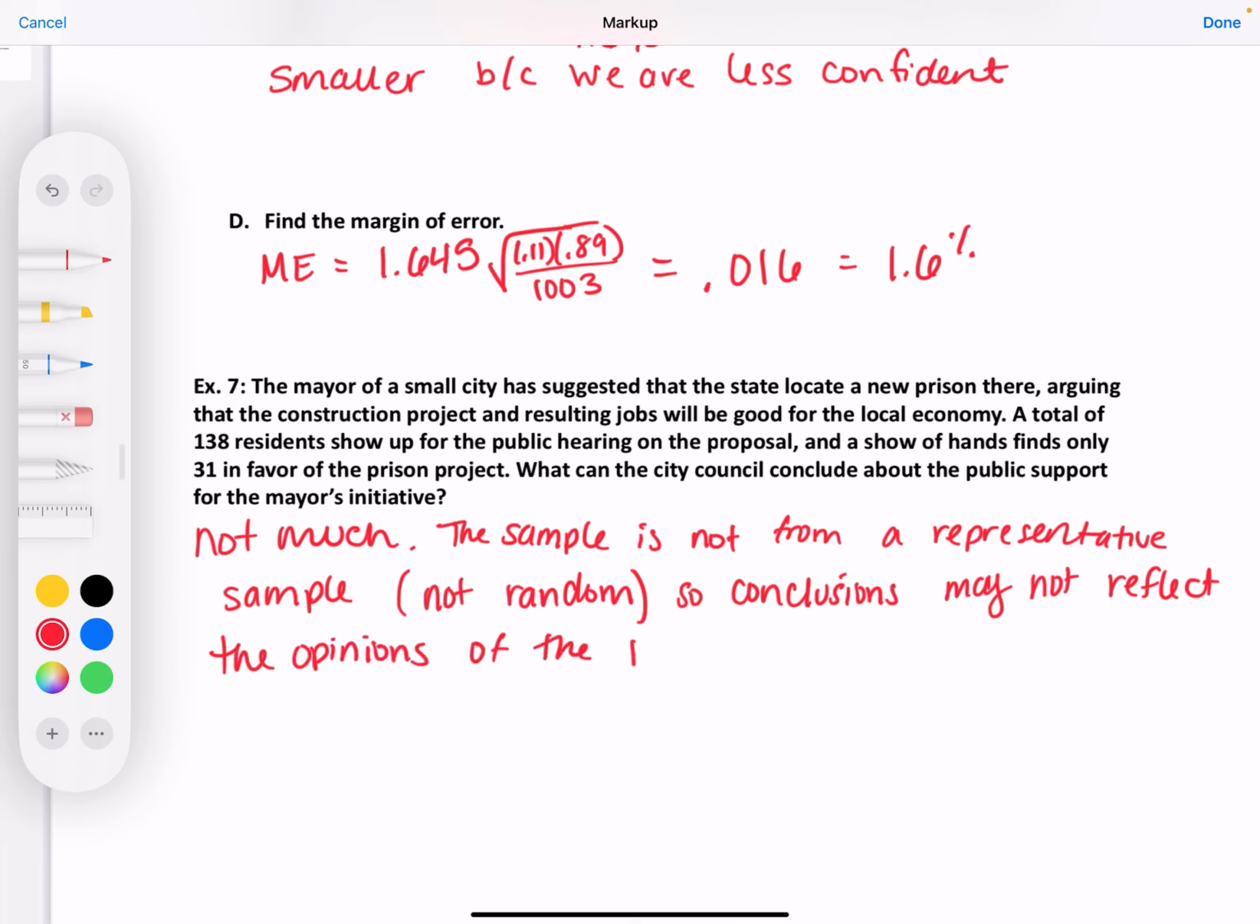Do you happen to know or remember what type of bias this would be? That was so long. I forgot the types of bias.